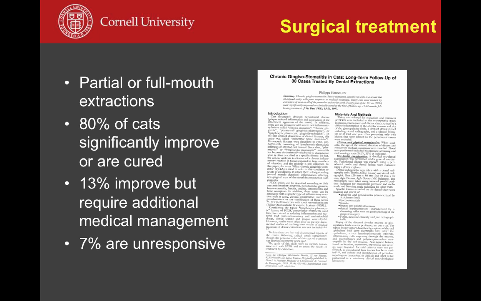However, some of these cats, the ones that are considered improved but not cured, are where the clinical signs are improved, but the oral inflammation persists to some degree. 13% will be still symptomatic enough to require intervention, but will be improved compared to what they were before extractions. And approximately 7% are simply unresponsive or refractory to the extractions approach.